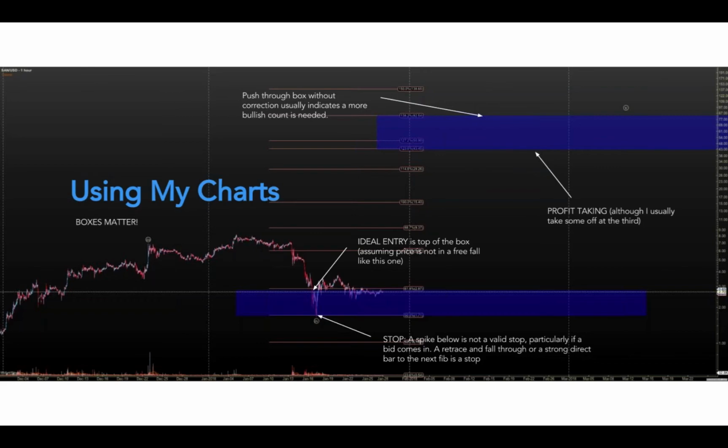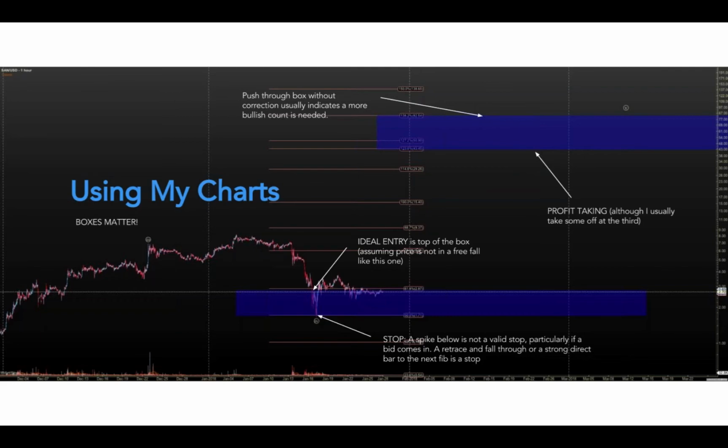It spiked a little bit below the box, but that's okay. It happens all the time. But if it retraces and goes straight through, then we know we have a stop. So that's how I manage stops using Elliott Wave. I don't freak out with just the first spike. If it spikes through to the next fib line, then I'm out. And then that's the stop, and above we've got the profit taking zone.